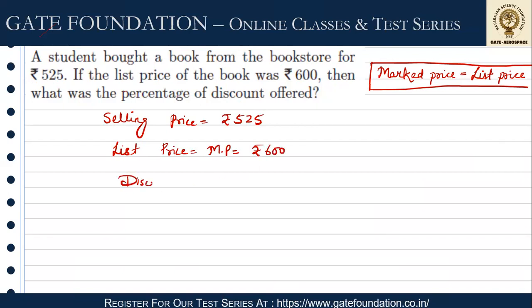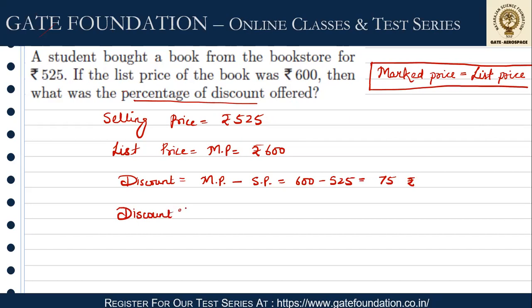First of all, let's calculate the discount. So discount is the difference between marked price कि कितना उस पे लिखा हुआ था और कितने में actual में बेचा. So that will be 600 minus 525, 75. 75 rupees का discount दिया, but we are supposed to calculate the percentage of discount. So discount percentage is the next thing we need to calculate.